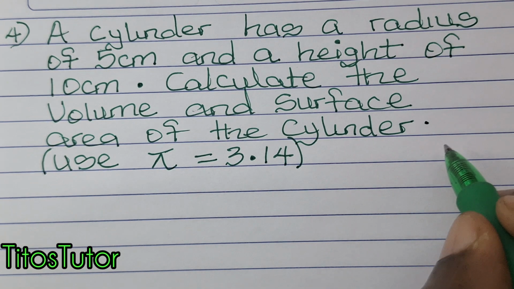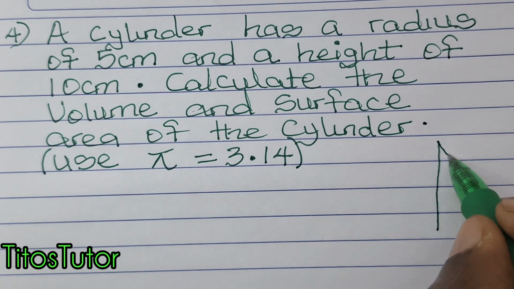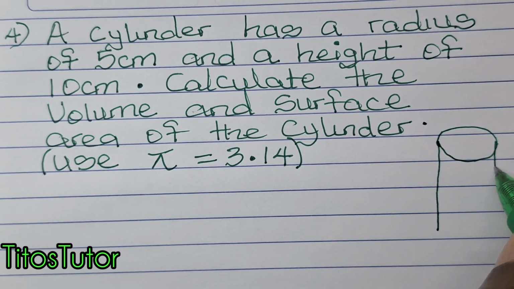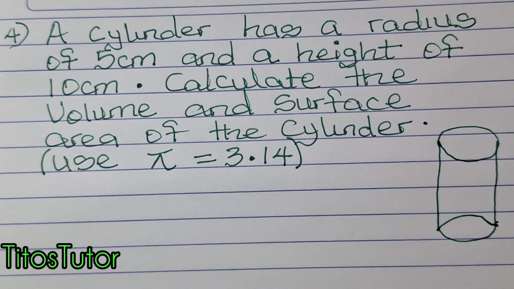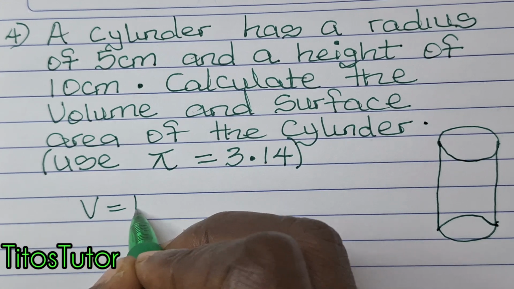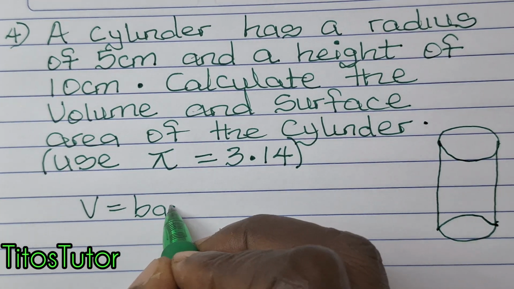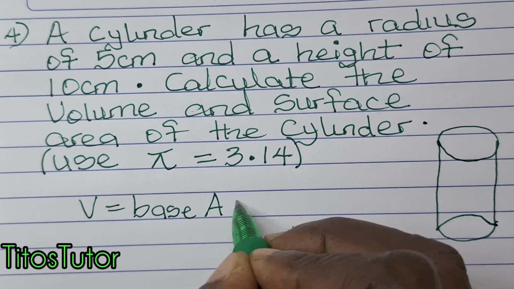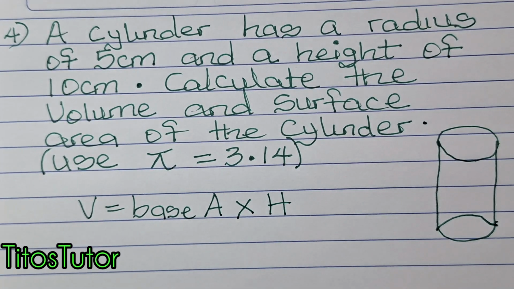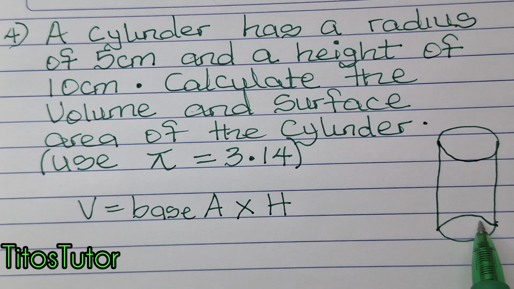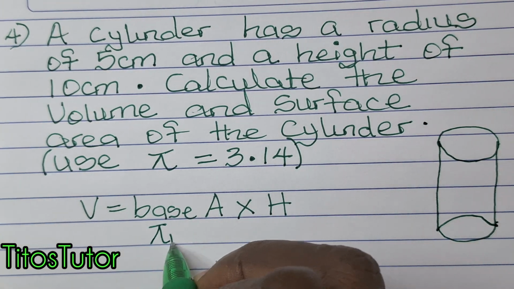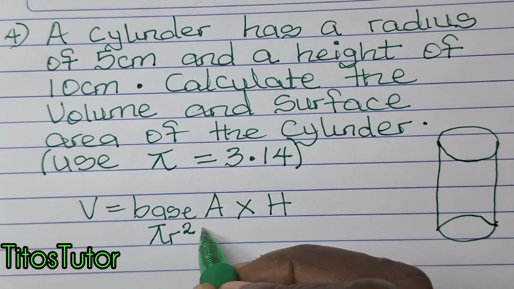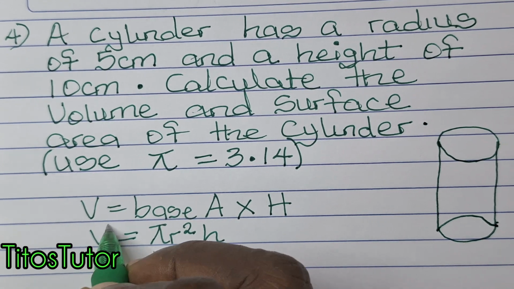The first question is to calculate the volume. Remember that a cylinder has a circle as its base. So volume of a solid shape is always base area multiplied by height. So you have to find the base area. What's the formula for calculating area of a circle? It is pi r square. Don't forget. So it is pi r square multiplied by your h, and that's your volume.